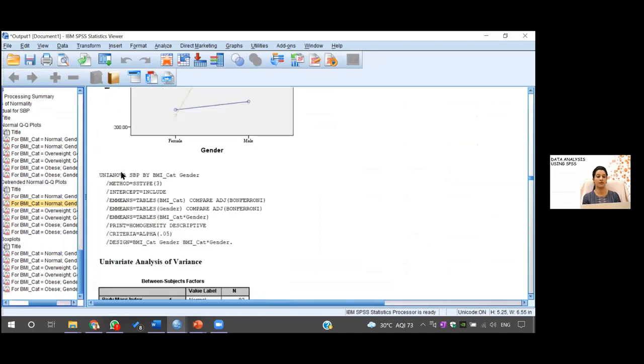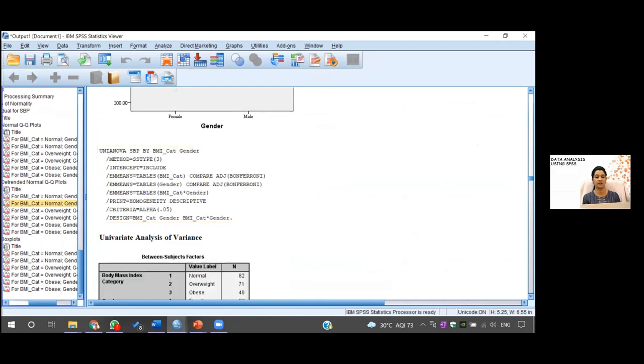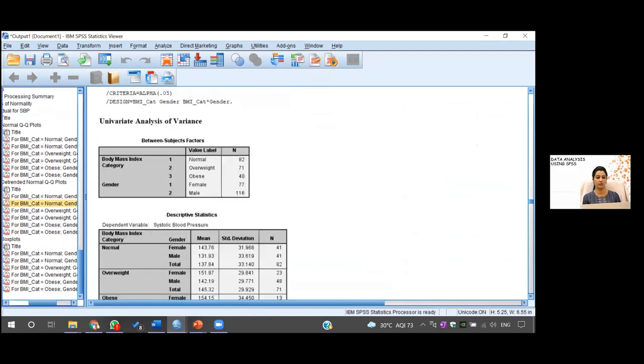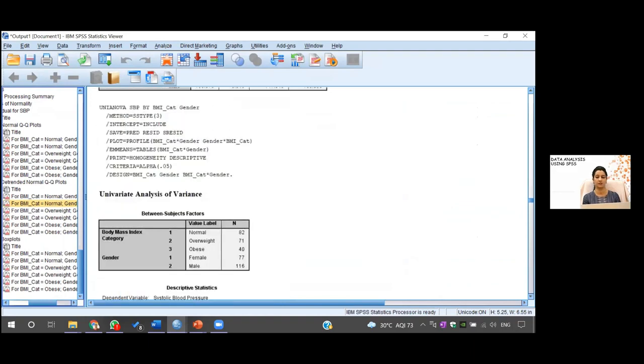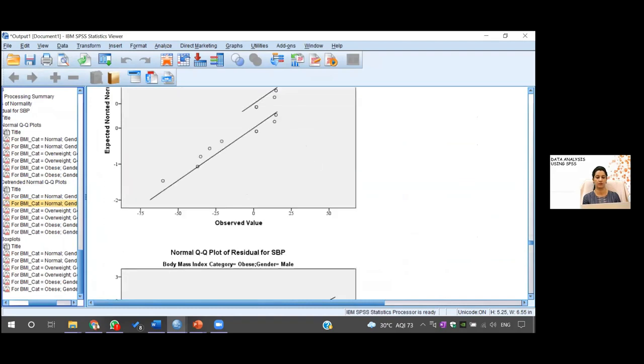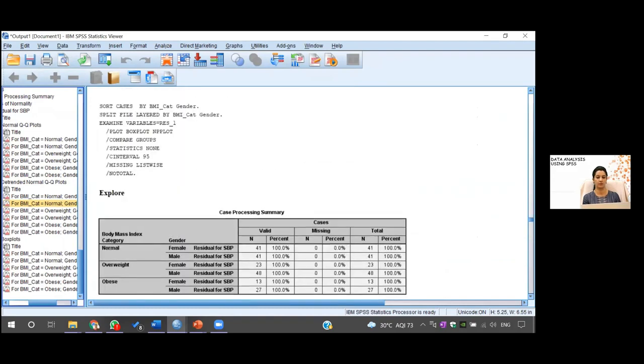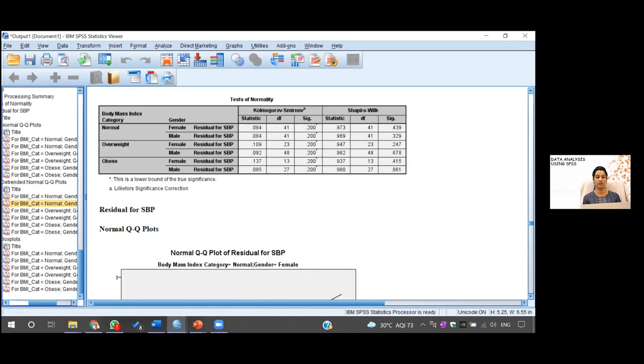So I have given this univariate analysis, my BMI category, and then this intercept. Oh no, this is some other command. Sorry, this was the command of this. By seeing the command also you will learn. I'll go down again. So this was split file. This was statistics, compare group, box plot. This I have done.